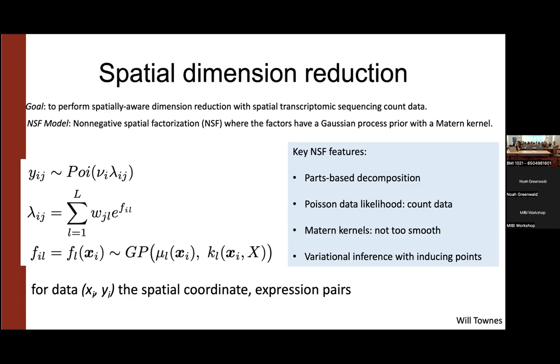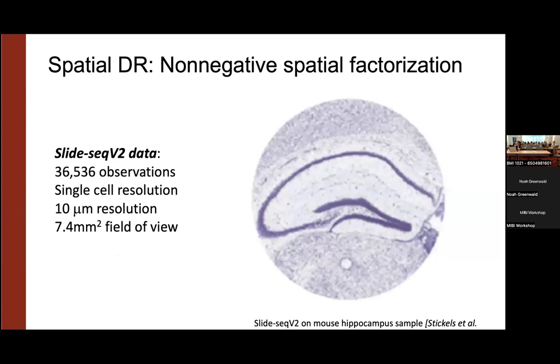Sometimes there are cells that are actually quite nearby each other that shouldn't actually be in the same region, like in brains, and I'm going to show you some examples of that. So we actually ended up using a kernel that allows for pretty sharp transitions. So it's not the smoothest kernel on the market, if you will.